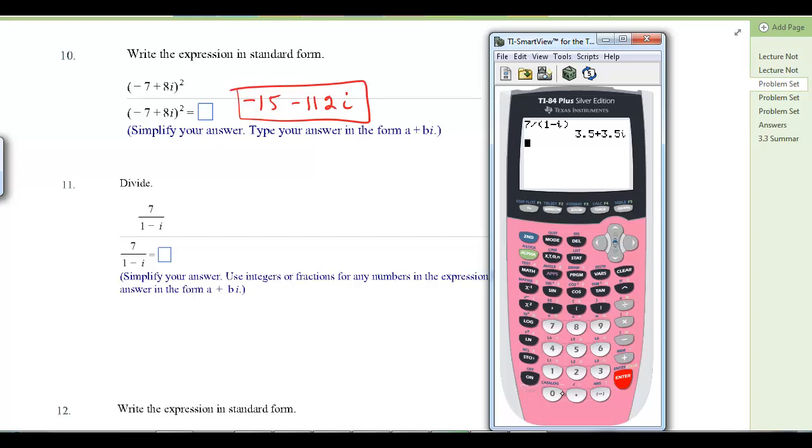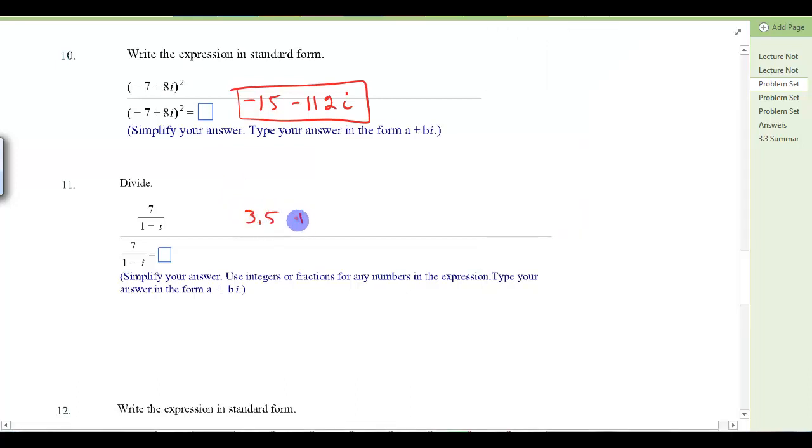We got 3.5 plus 3.5i, and we can go to math, fraction, and enter. Whoops. Sorry. I can quit. It's not liking that. Okay. Well, in some of these they just do, and some calculators will do it and some won't. So let me write this down. 3.5 plus 3.5i.